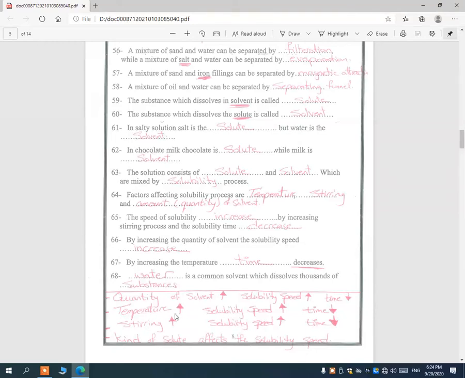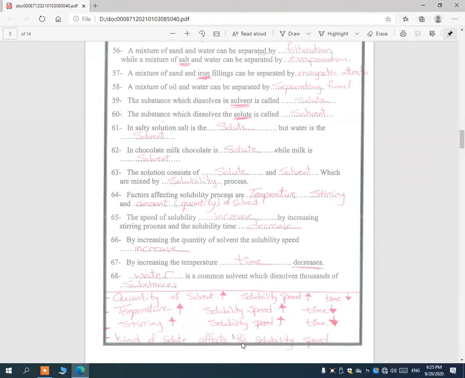By increasing the temperature, when we make the water hotter, the solubility speed increases and the time decreases. By increasing the stirring, the speed increases. The solute will dissolve faster, so the speed increases and the time decreases. The time taken to dissolve the solute will decrease. It will take less time.